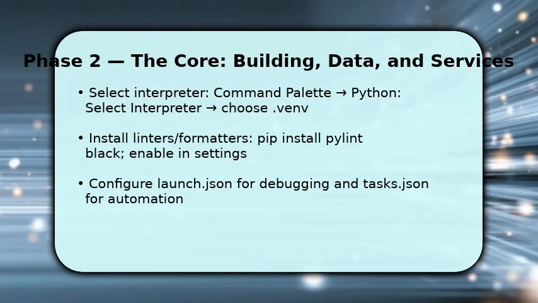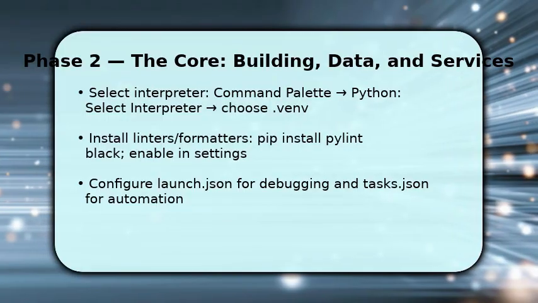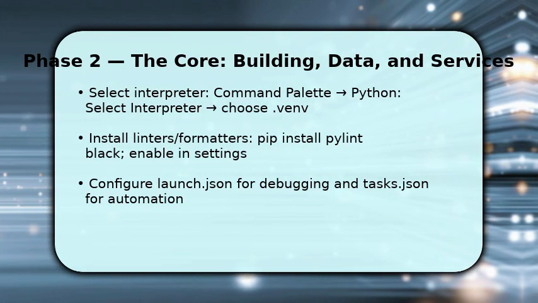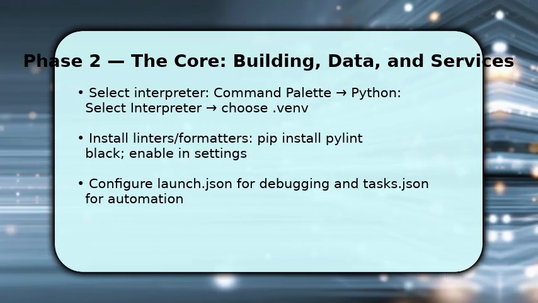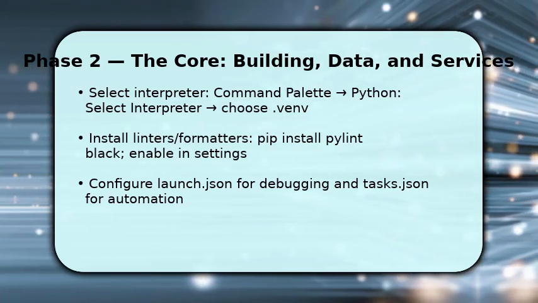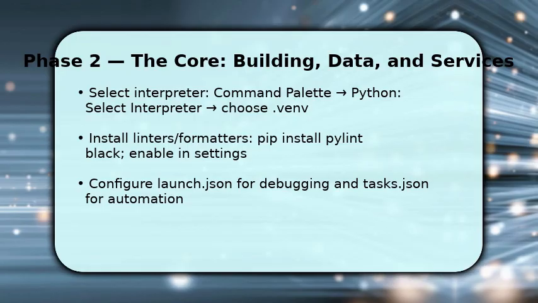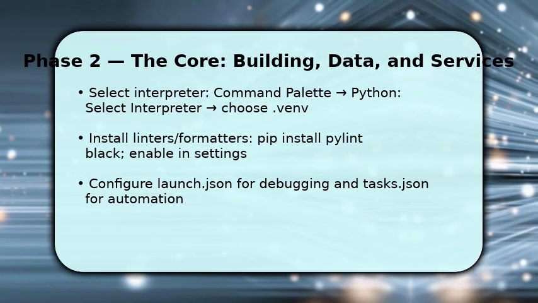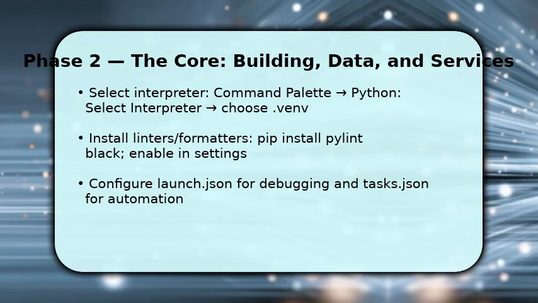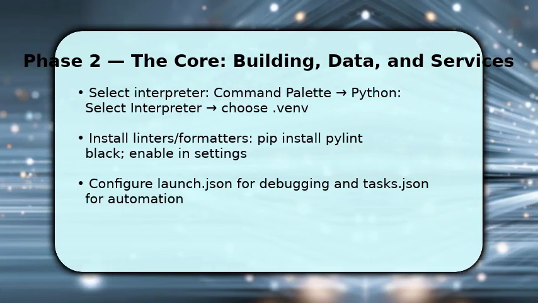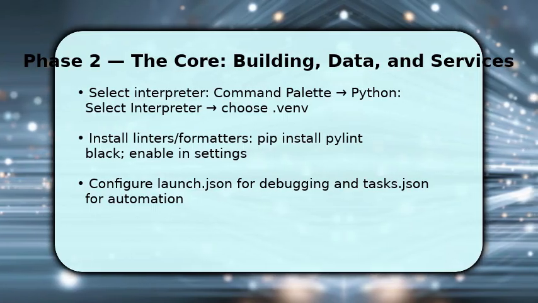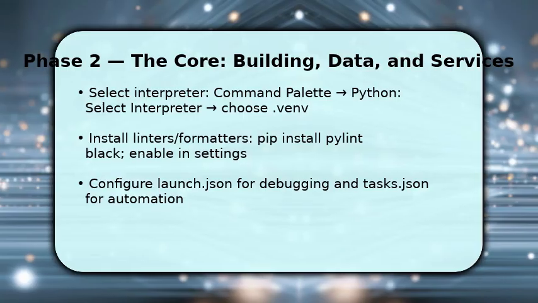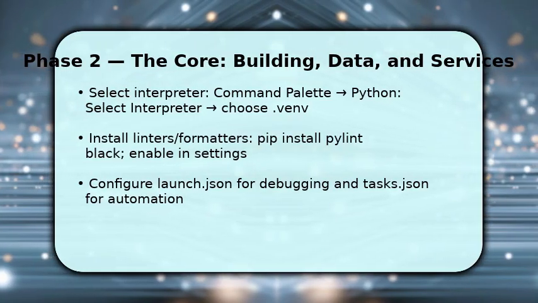Next, you configure VS Code to use that environment so code runs predictably. Open the command palette, choose the interpreter that points to venv, and verify imports resolve. Then install tooling like Pylint and Black inside the environment and enable them in settings so you get feedback while typing. After that, create a launch.json to define how to run and debug scripts, and optionally tasks.json to automate tests or builds. These steps let you run, lint, and debug smoothly.